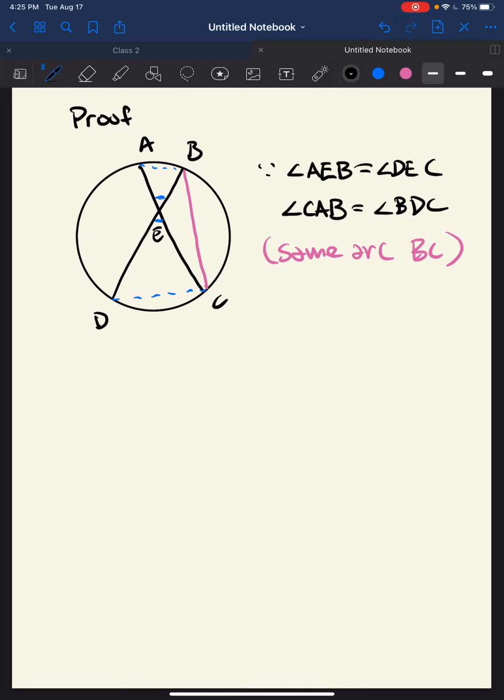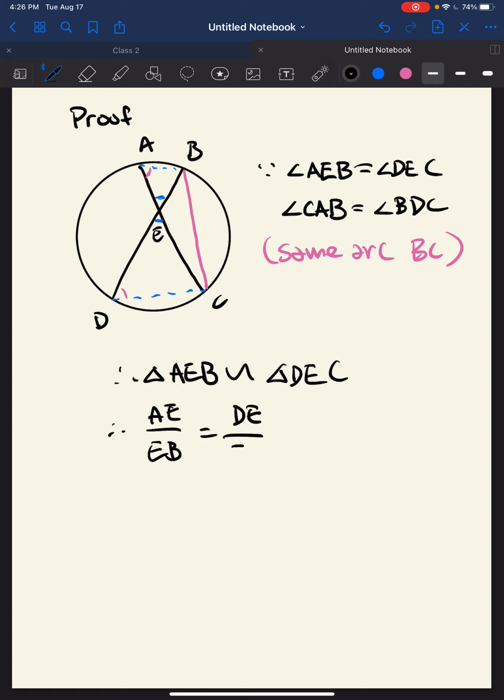Since we have these two angles equal, we can say that triangle AEB should be similar to triangle DEC. Therefore, AE over EB should equal DE over EC. And if we cross multiply, AE times EC equals DE times EB, which is exactly what we want to prove.